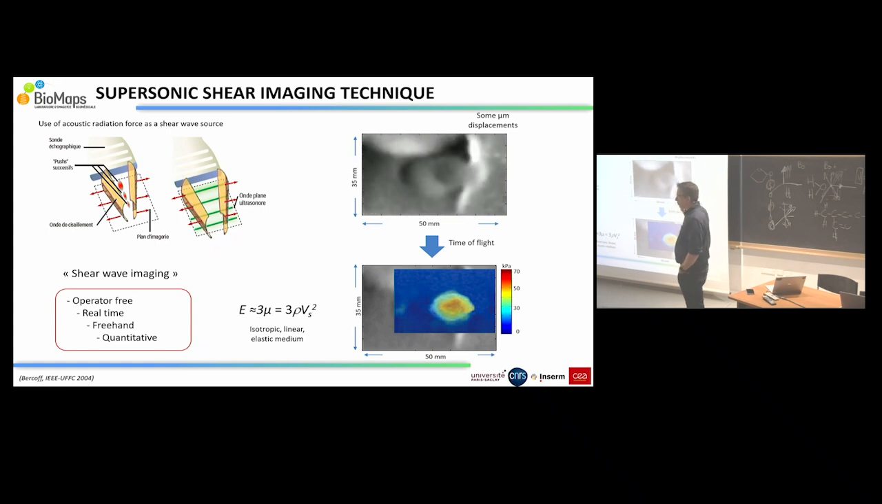It's fast enough to be real-time. When you focus, it's around 300 microseconds. When you image, it's around 50 milliseconds. So you can do that multiple times per second. So it's fast enough to have a real-time representation. It's freehand. You just need your ultrasound array, and you have quantitative information.